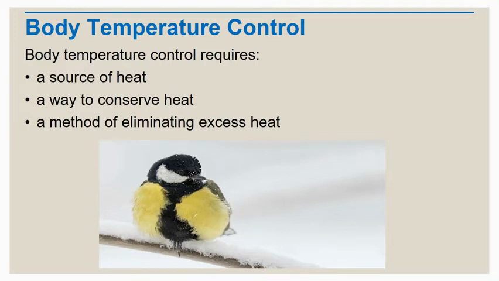So our body is going to look at having a source of heat. And then we need to have a way to conserve that heat. Think of insulation in a house. We need to be able to conserve that heat and hold that heat in if it's a colder temperature in our environment. And then we also need a method of eliminating too much heat. So when our environment has an excess amount of heat, we need to make sure that as an organism, our body can release that excessive heat so that it doesn't get too warm and cause sickness for that organism.